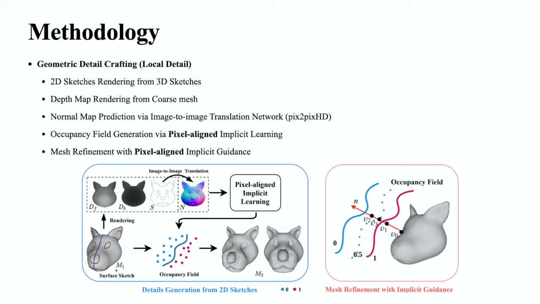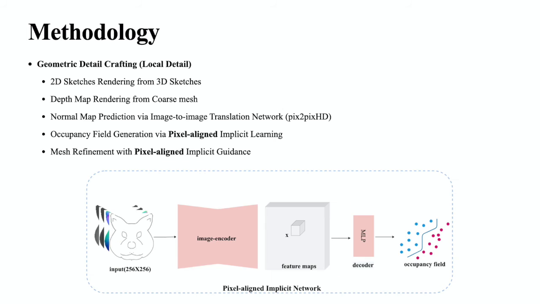Afterward, all these 4 images are taken as input for the pixel-aligned implicit learning module to predict a pixel-aligned occupancy field. Similarly, this occupancy field is used to guide the deformation of M1 to produce a more detailed mesh M2. Here is a pipeline of our pixel-aligned implicit network. For more details about the pixel-aligned implicit network, please refer to our paper.